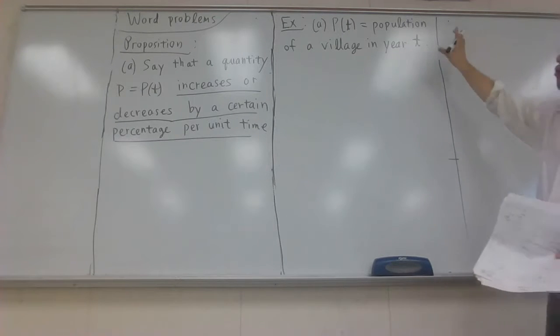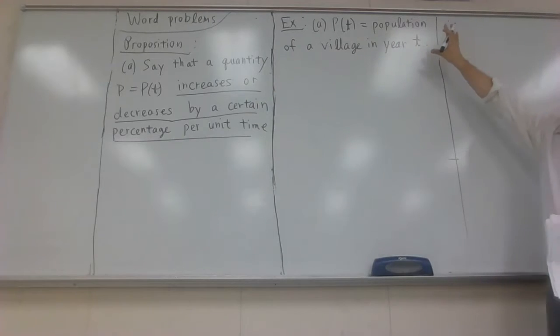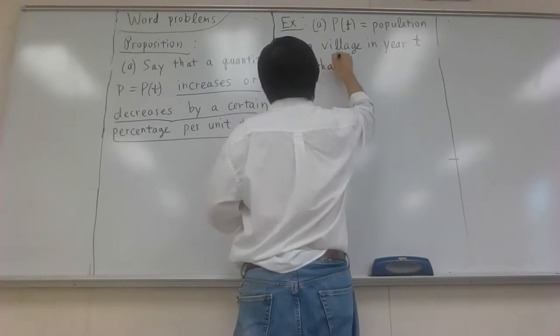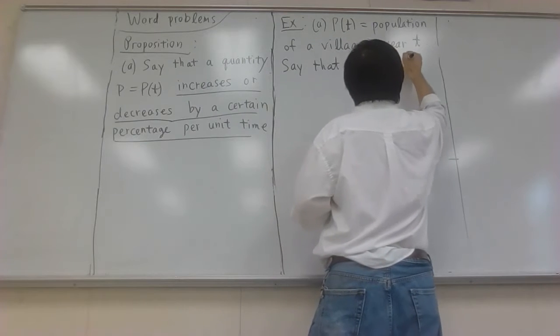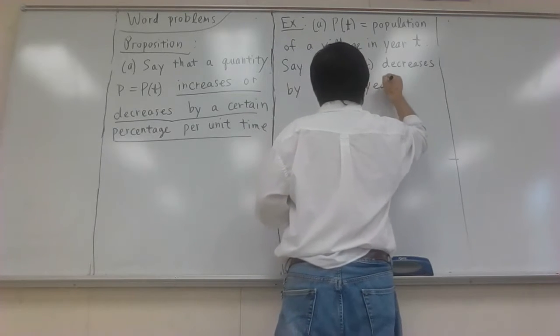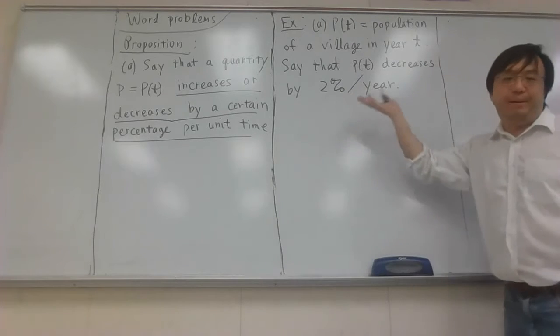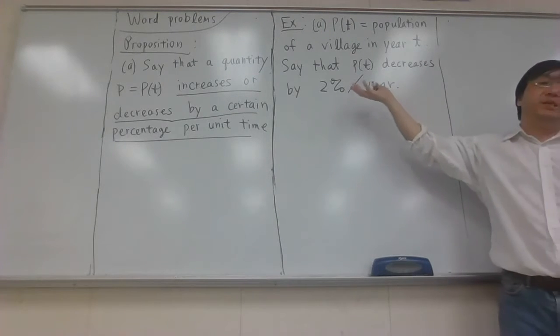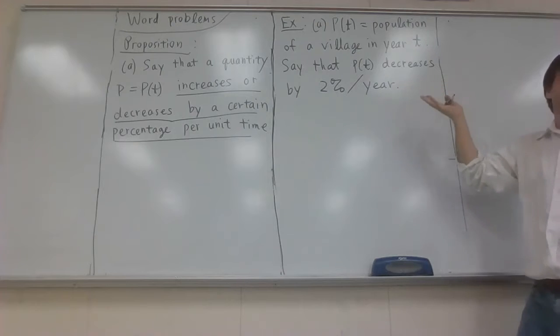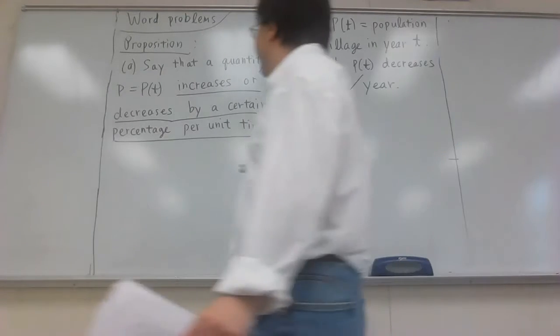For this to fulfill the theory, the quantity has to change by a certain percentage per unit time. So say that the population of the village is going down. Say that the population P(t) decreases by 2% per year. So it's decreasing by a certain percentage per unit time, by 2% per year. So it satisfies this theoretical requirement.